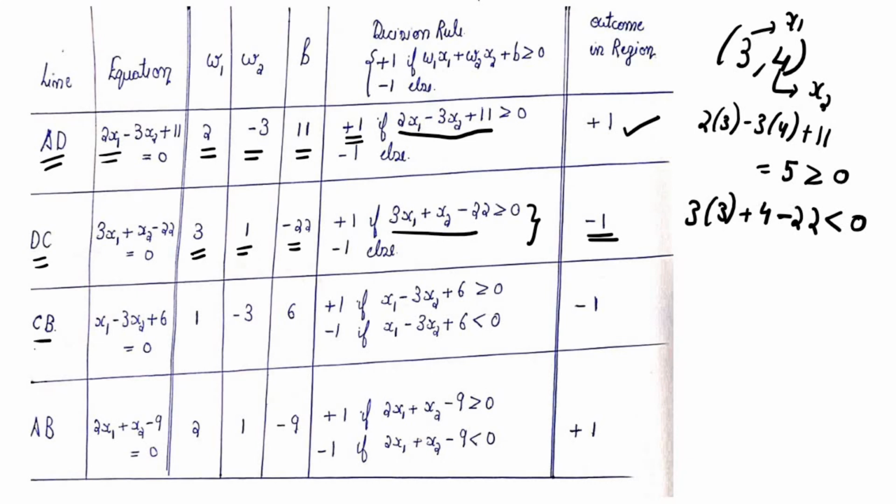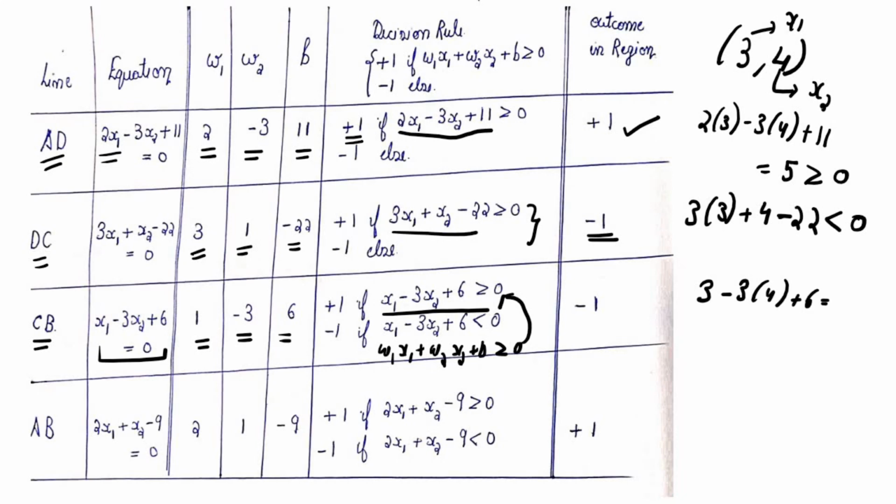Similarly, we go to the line CB. We have the equation of line over here. The value of W1 is 1, W2 is minus 3, B is 6. And this is our decision rule, which we have set up, which is like W1 x1 plus W2 x2 plus B is greater than or equal to 0, then only we are going to have plus 1 or minus 1. Now this value is coming out to be 3 minus 3 into 4 plus 6, which is minus 3, which is again less than 0. Now, if you look carefully, actually the value is going to be minus 1 here as well.